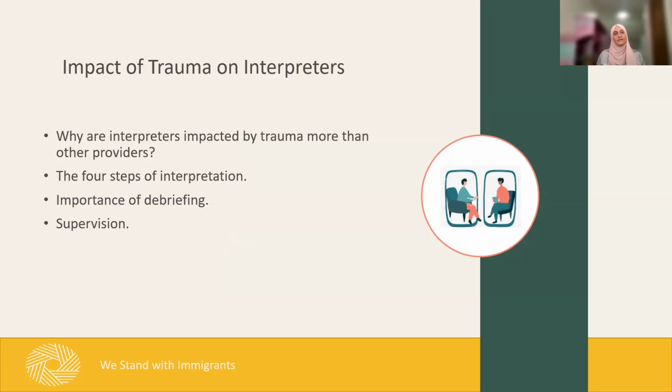Now moving to discuss the impact of trauma on interpreters, why they are impacted by trauma more than other providers, the four steps of interpretation they went through, importance of debriefing, and finally, supervision. So this will be the last part of the presentation.